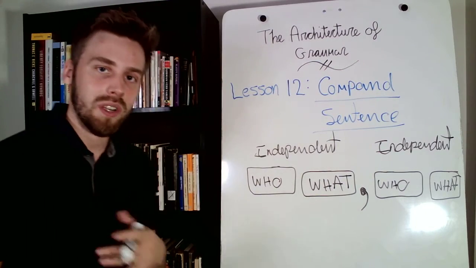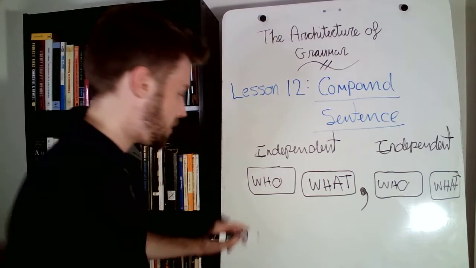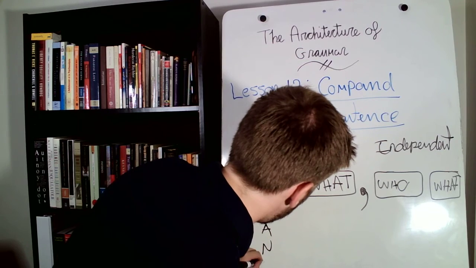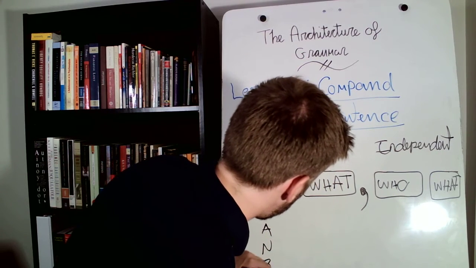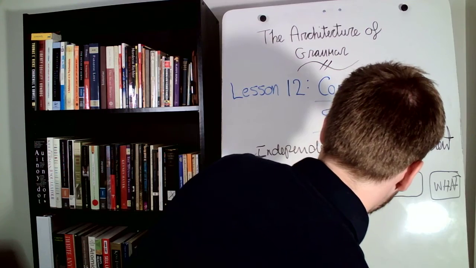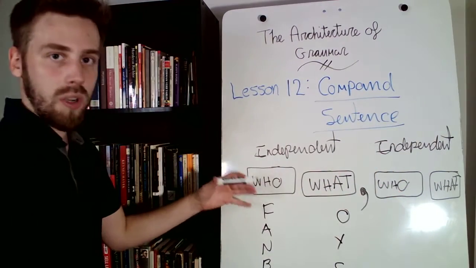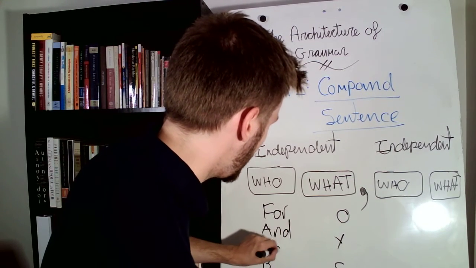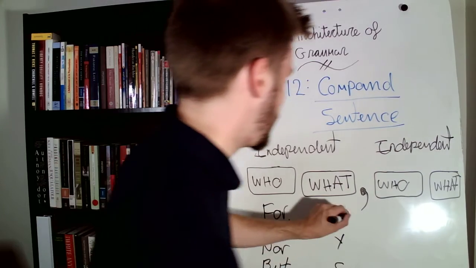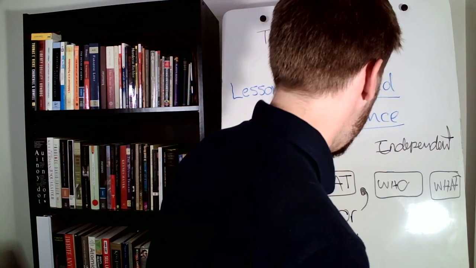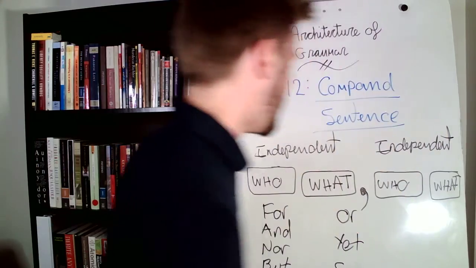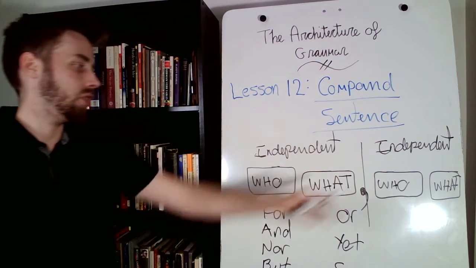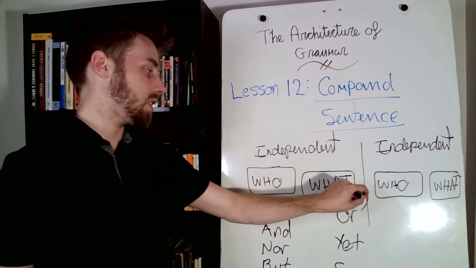Now, the best way to remember what these conjunctions are is to think of fanboys. Here are the fanboys. So here we have our fanboys. This stands for for, and, nor, but, or, yet, so. These conjunctions can go between these two independent clauses. Most of the time they will also require this comma.